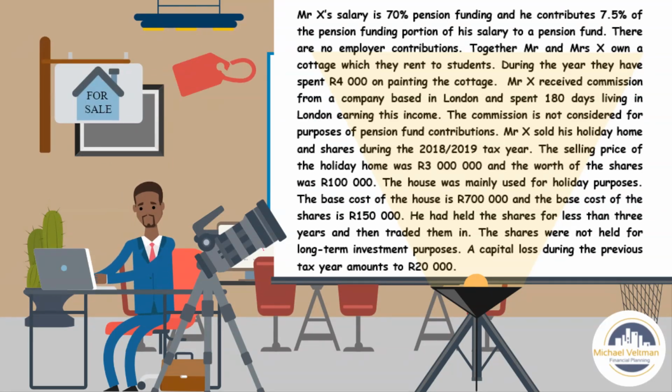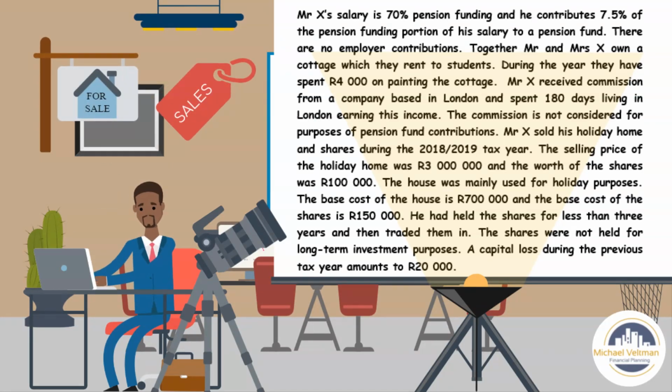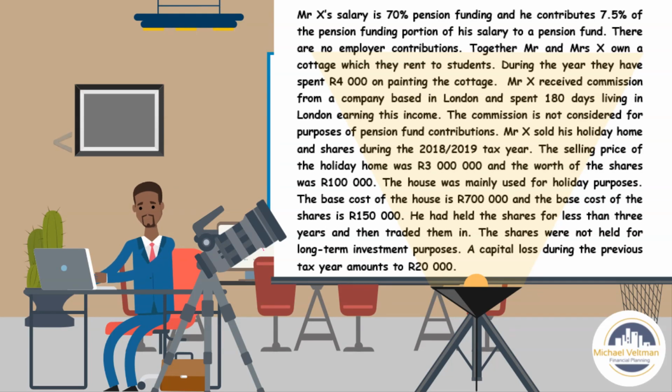Mr. X sold his holiday home and shares during the 2018-2019 tax year. The selling price of the holiday home was £3 million and the worth of the shares was £100,000. The house was mainly used for holiday purposes. The base cost of the house is £700,000 and the base cost of the shares is £150,000. He had held the shares for less than 3 years and then traded them in. The shares were not held for long-term investment purposes.